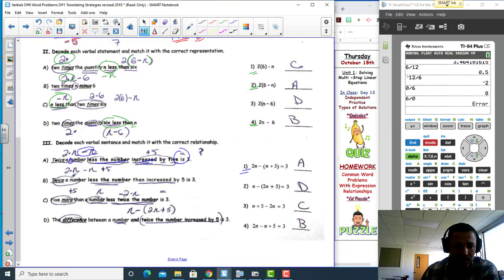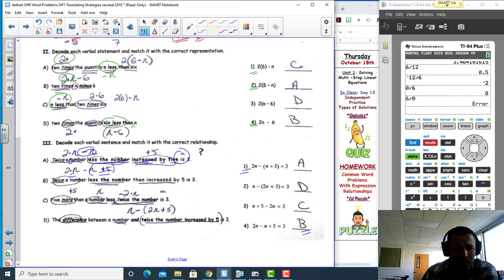Letter B, twice a number, there it is again, 2n, less the number, once again we're subtracting n, then increase by 5, add 5 is 3. That should have been choice B. Looks similar to A, however in A, twice a number less the number increased by 5 indicates that we're subtracting away. I think I missed this a moment ago. I apologize. N, the sum of n and 5. That could have been written better. Sorry about that.